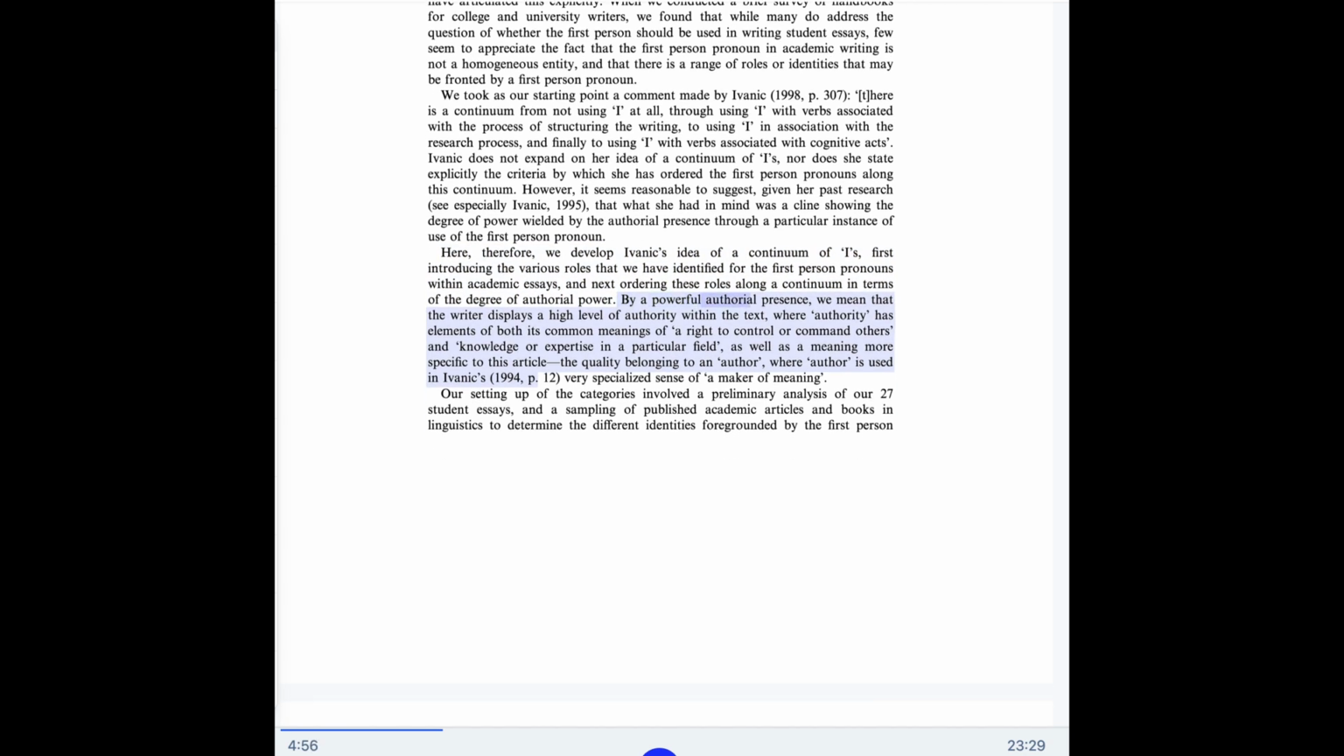By a powerful authorial presence, we mean that the writer displays a high level of authority within the text, where authority has elements of both its common meanings of a right to control or command others and knowledge or expertise in a particular field, as well as a meaning more specific to this article, the quality belonging to an author, where author is used in Ivanic's (1994, p.